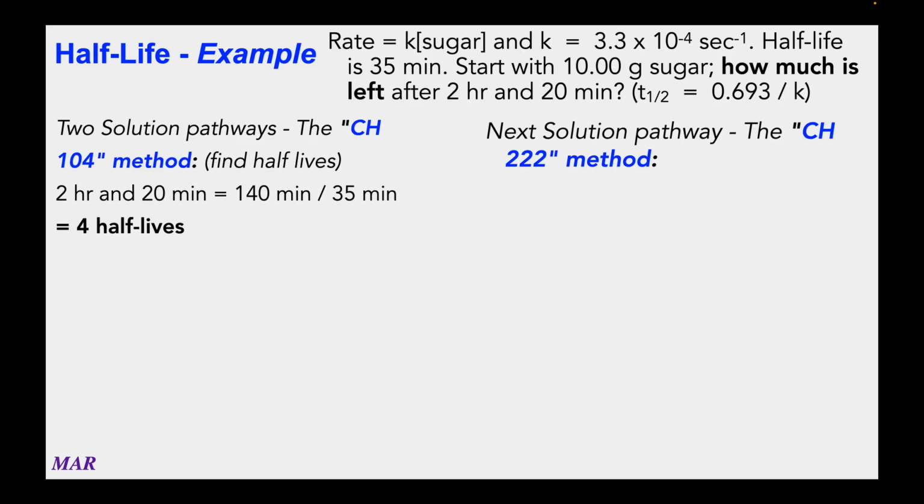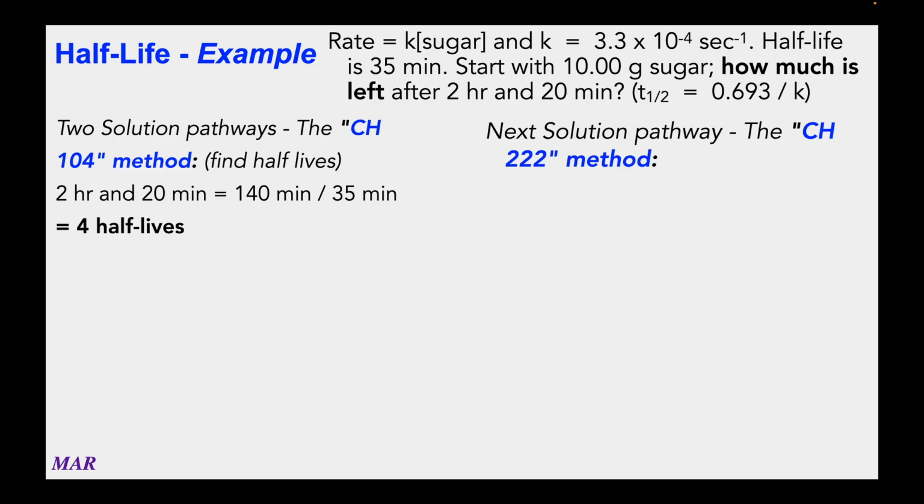Here's another kind of question you might run into. We've got the same kind of problem, got the sugar, got the K value, 3.3 times 10 to the minus 4, half-life, 35 minutes, which we just calculated. We're starting with 10 grams of sugar. How much is left after 2 hours and 20 minutes? And this is a kind of problem that can be answered in two different methods. I'm going to talk about one method, which is the Chem 104 method, and I'm going to talk about the better way, which I'm going to call the Chem 222 method.